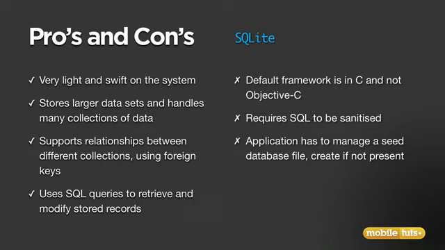So the pros of SQLite is it's very light and swift on the system. It can store larger data sets and handles many collections of data, so you can have many tables, you can have lots of records in those tables, and SQLite can manage it very well. It supports relationships between different collections using foreign keys, so you can have ID fields which relate from one collection to the next. And it uses SQL queries to retrieve and modify stored records, which is a common query language that most developers would know, very easy to use.